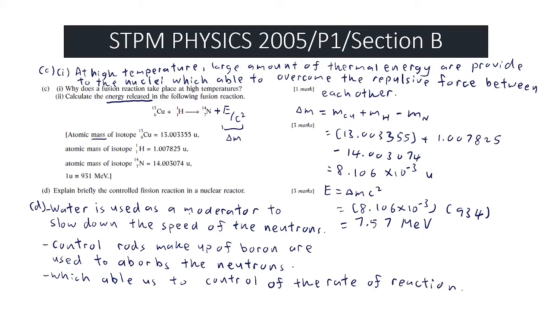So the key point here is to mention the system used for the moderator and the system used for the control rod and their functions, which slow down the neutron and absorb the neutron. These few are the key points. This is the answer for D.